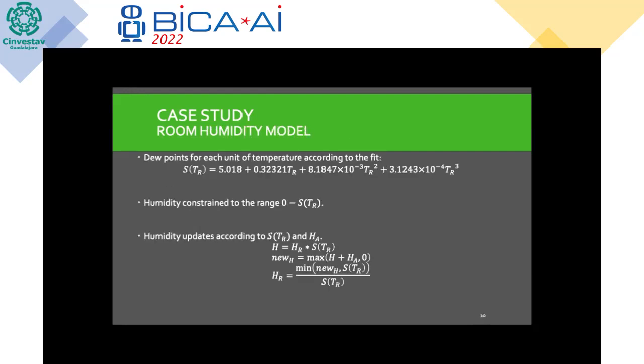For humidity, we used that fit for saturation humidity, which means how much water vapor can be contained by the air in a given space. We also constrain humidity since it's a percentage from 0 to 100%, and 100% meaning the saturation humidity. Finally, after constraining it between those two values, we simply add the agent sections.